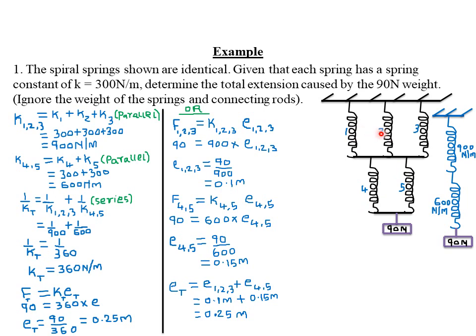I also have the extension due to 1, 2 and 3. So if I take the summation of the extension due to springs 1, 2 and 3 and the extension due to springs 4 and 5, I should obtain the total extension. Therefore, E total will be the total extension due to springs 1, 2 and 3 and the total extension due to springs 4 and 5. So E1, 2, 3, I've already obtained as 0.1. Then E4 and 5, I've obtained as 0.15. If I sum the two, I'll have 0.1 meter plus 0.15 meter, which gives me 0.25 meter.